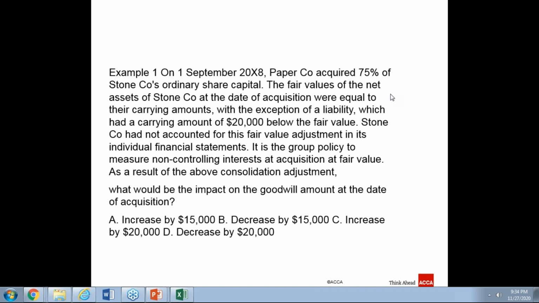So are people getting this point? So that is the reason the right answer is C. This is tricky, yes. But why is the increase not 75%? Do we ever apply a percentage in the calculation of the goodwill? No, we take the 100% adjustments of the fair value for the calculation of the goodwill.